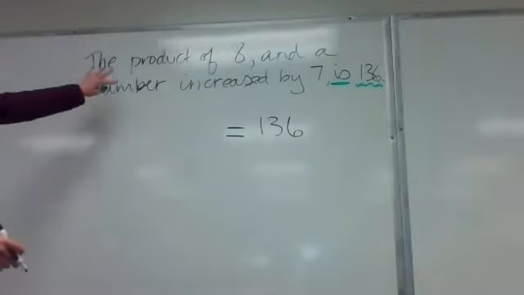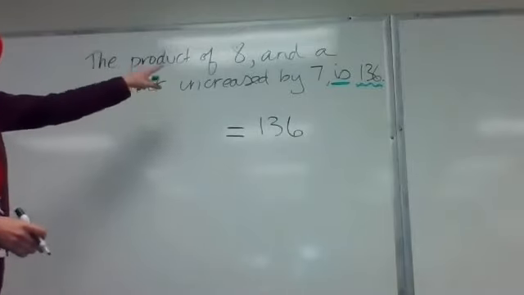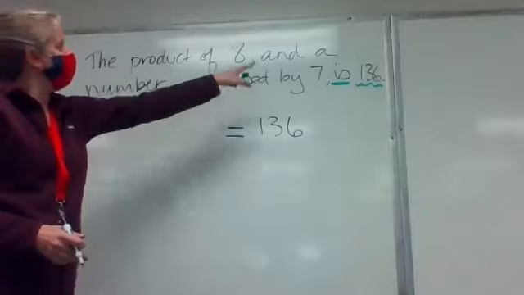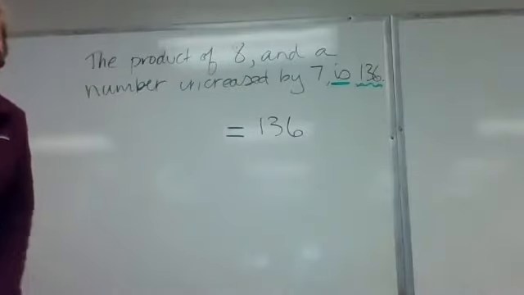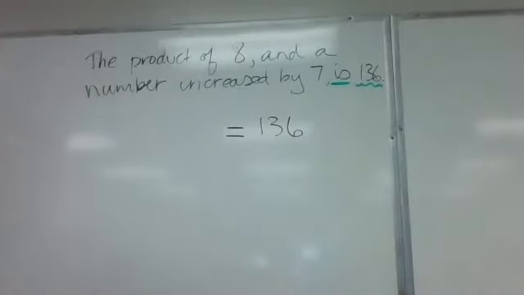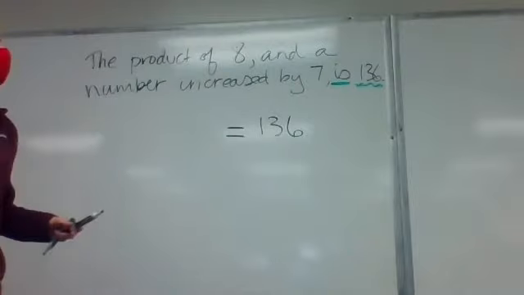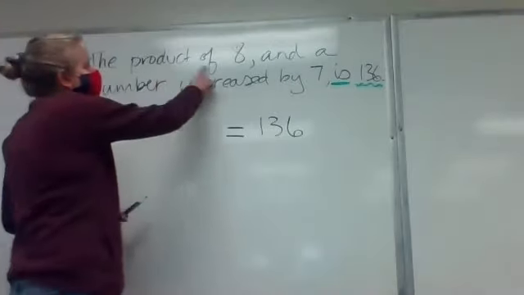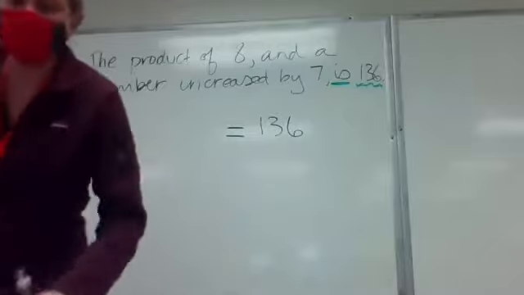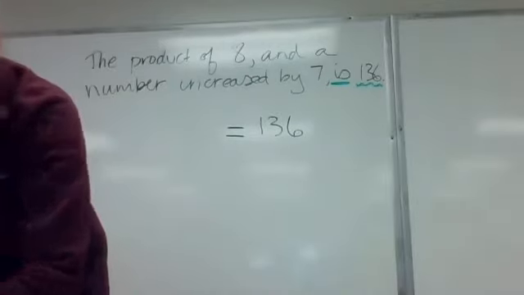Now, here's the more complicated side. Now, the product of 8 and a number increased by 7. So this is kind of tricky because what I'm finding the product of is 8 and a number increased by 7.